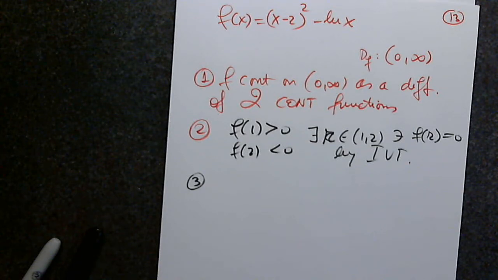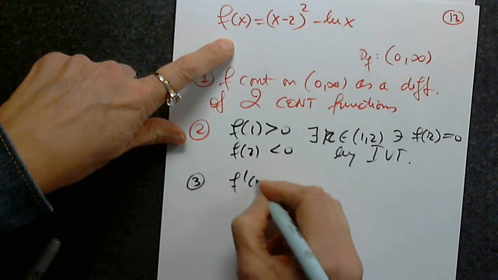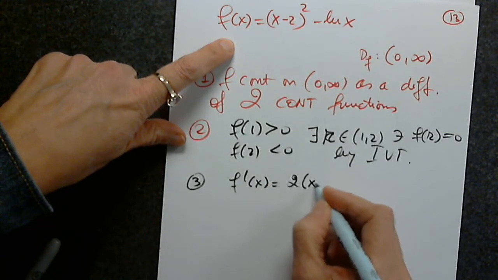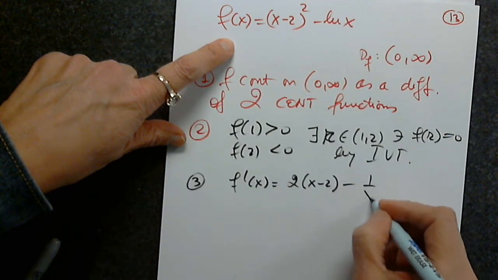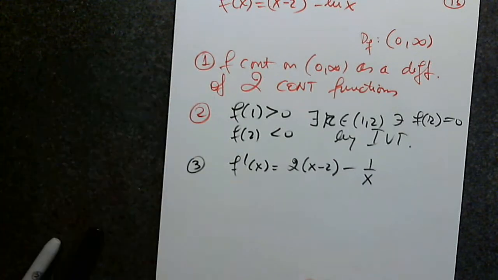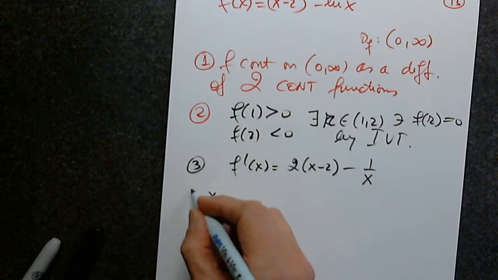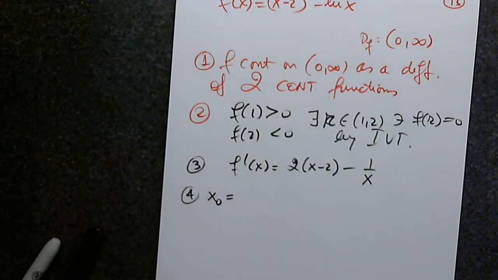So let's find f prime first. f prime will be 2 times (x minus 2) times the inner function's derivative, which is 1, minus 1 over x. Obviously, if I want to start with 1, the derivative exists at 1, and at 2 the derivative exists as well. So there is no danger here. We can start anywhere we want. So in step 4, we have to choose x0. Okay, fine, we want to start with 1.